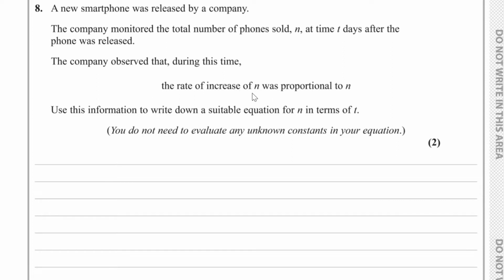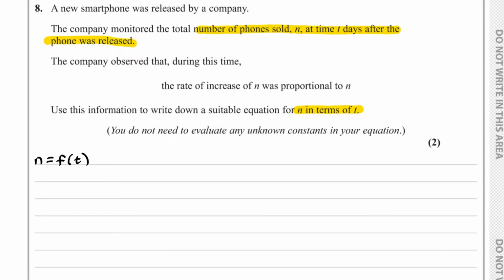The first thing you need to notice is that N is a function of T, and that's implied by this line over here and this line over here. N is in terms of T. So let's just write this down: N is a function of T. And let's just highlight this. Okay, so the number of phones sold, N, at time T days after the phone was released.